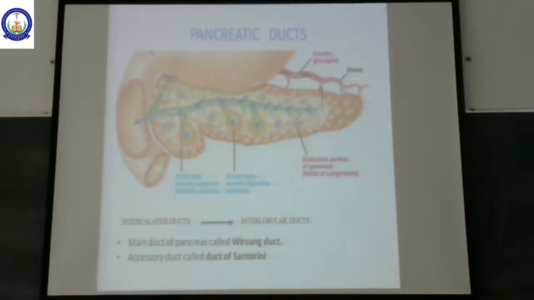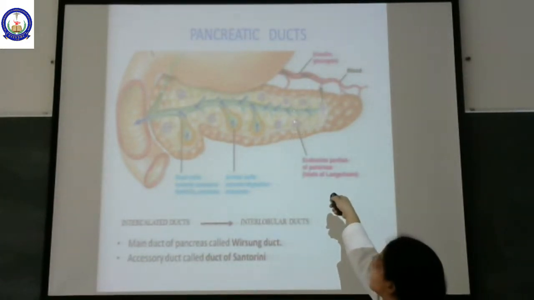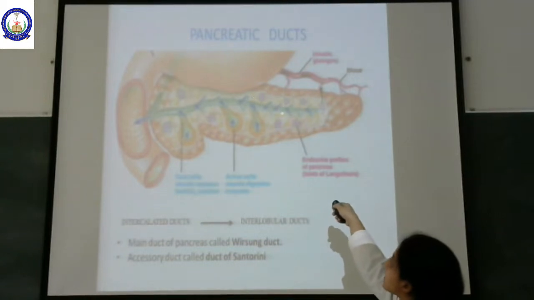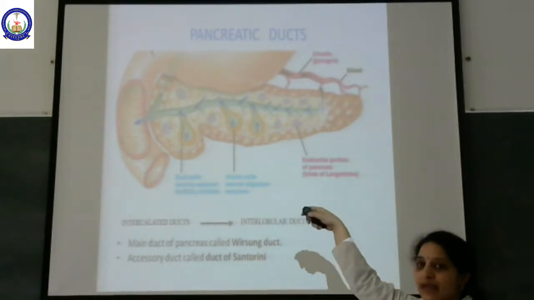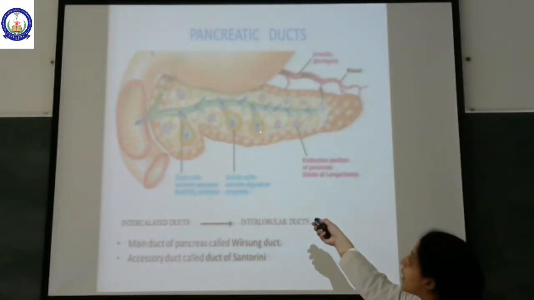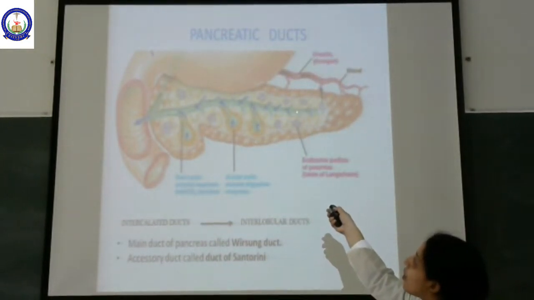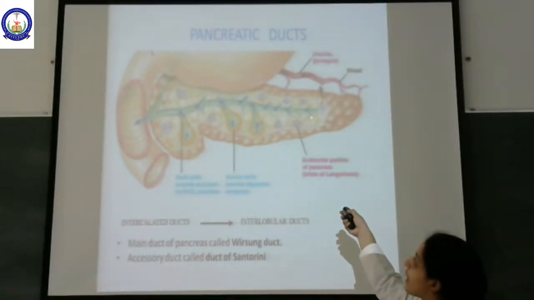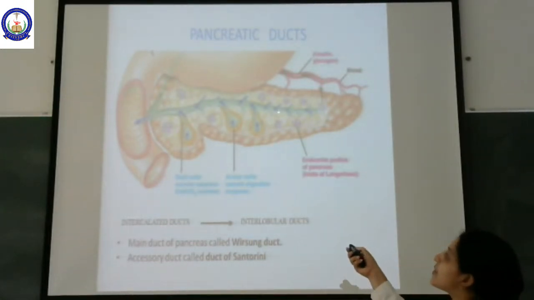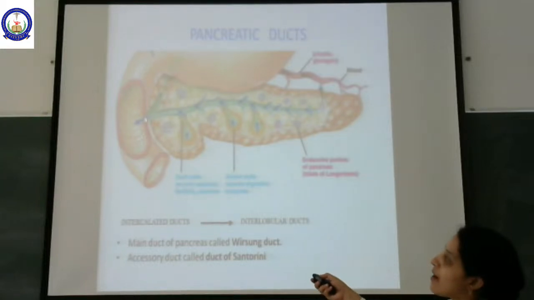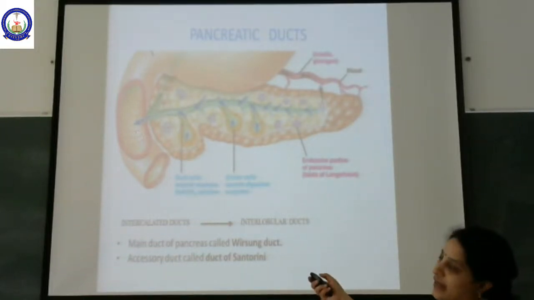So I repeat, if you can see here, these are the exocrine part of the pancreatic glands. These exocrine glands are going to secrete secretions, pouring into the intercalated ducts and interlobular ducts. All these secretions are going to be poured into this main duct called the duct of Wirsung, which is going to open up in the second part of the duodenum. All the secretions will be poured here in the second part of the duodenum.